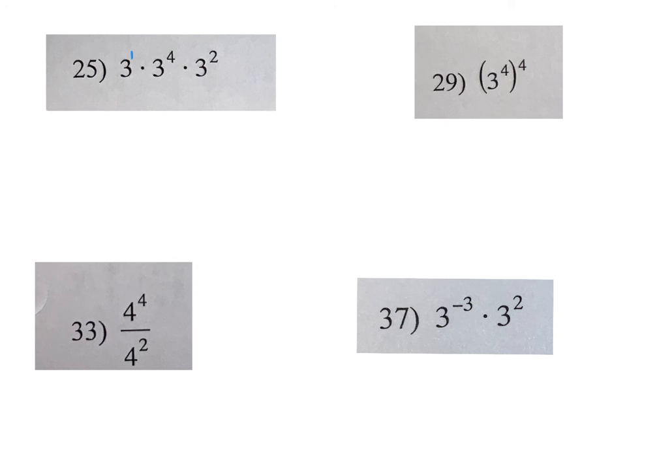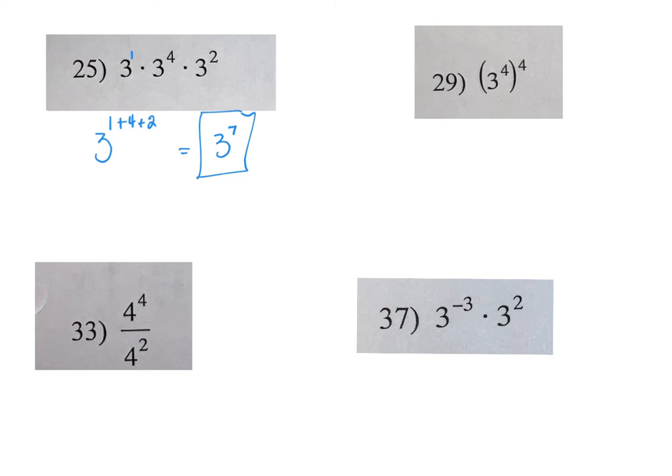All right? So this is multiplication of like bases. My first rule that I learned. What am I going to do with my exponents? Add them. So this is 3 to the 1 plus 4 plus 2. All right, so this is going to be 3 to the 7th. For this quiz, that is how I want you to leave your answers, in exponential form. I don't want you to multiply them out. All right?